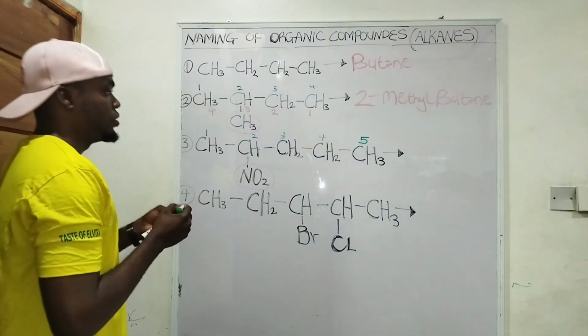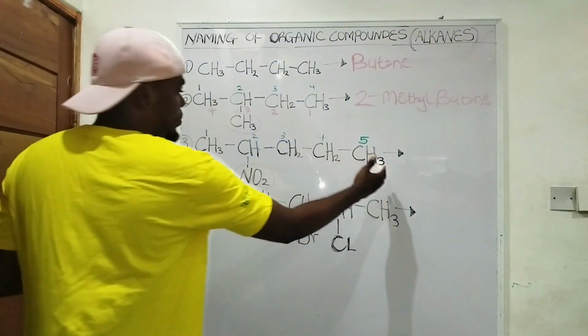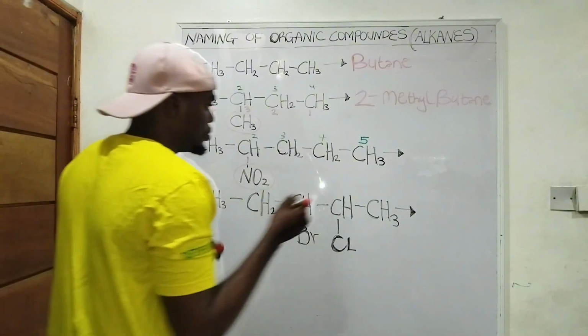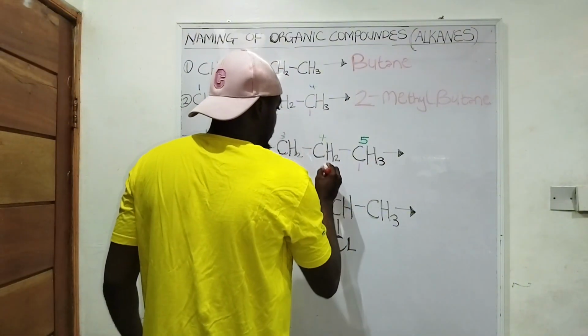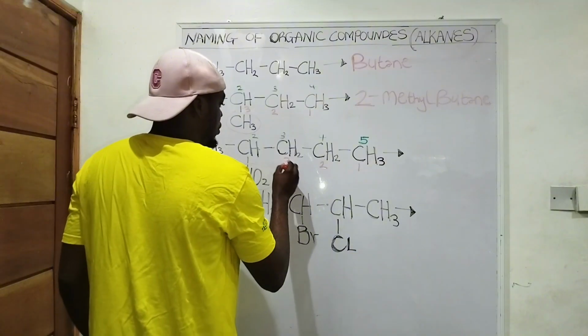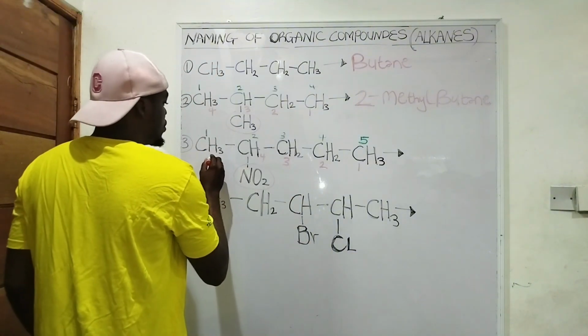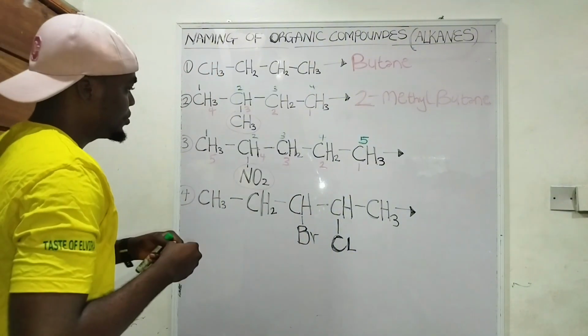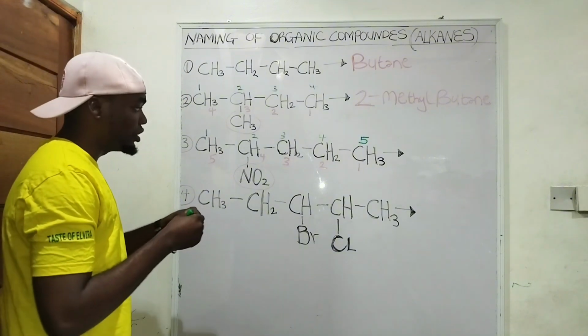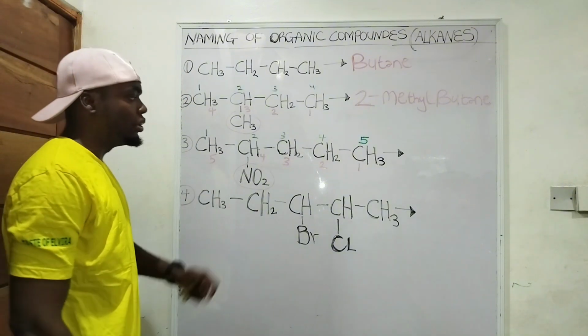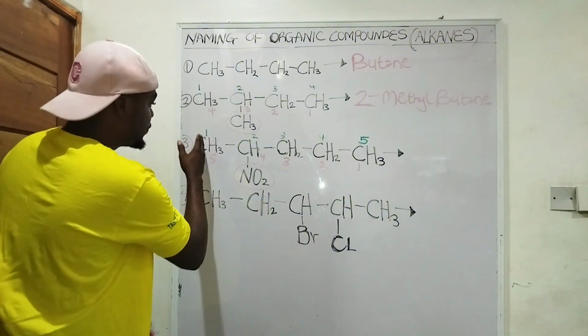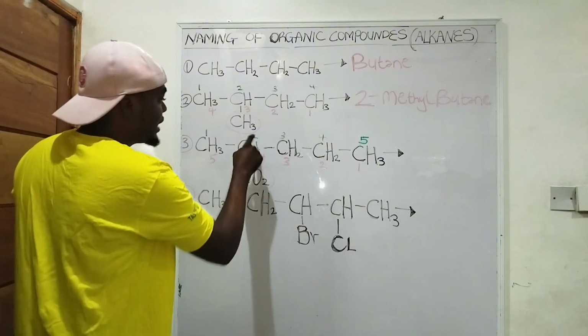5. So now let's number from right to left. So you have 1, 2, 3, 4, 5. So you watching this video right now, which direction gave this NO2 the lowest number possible? You notice it's from left to right, that is the green direction.